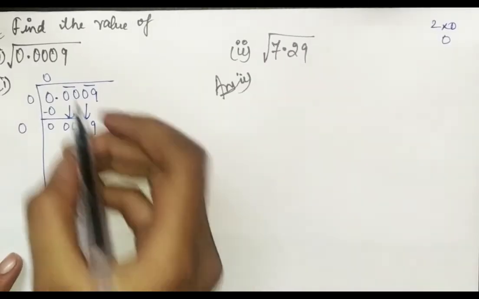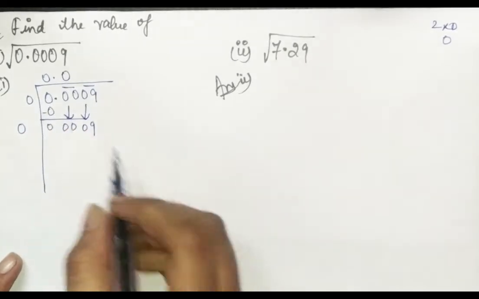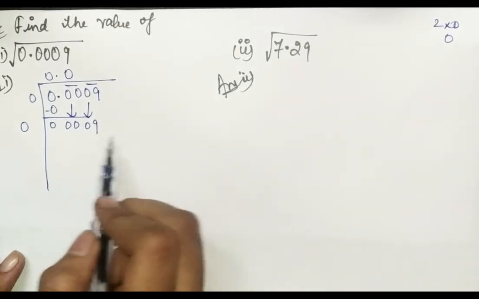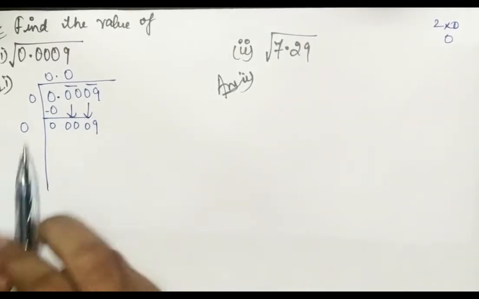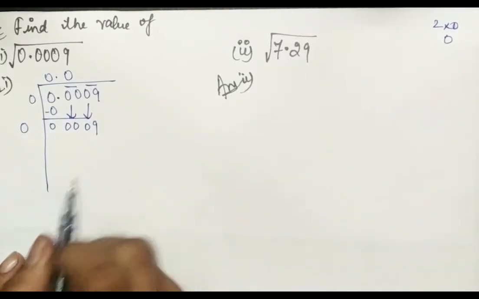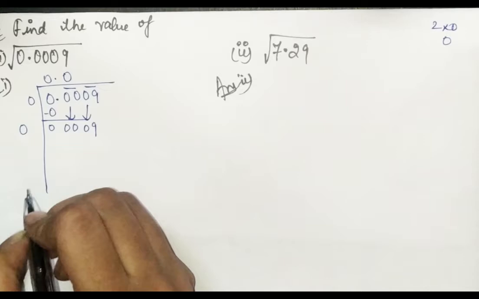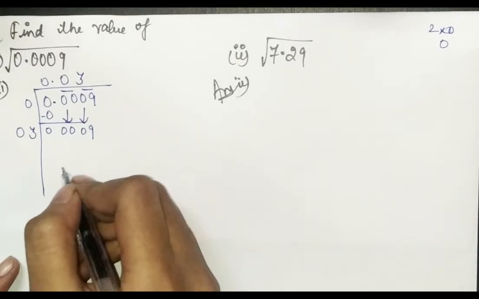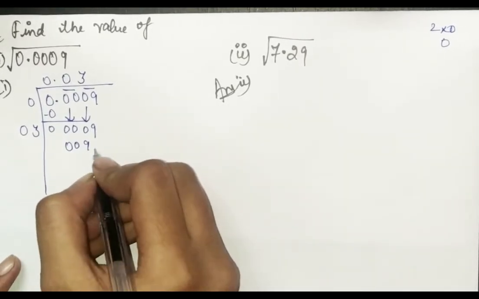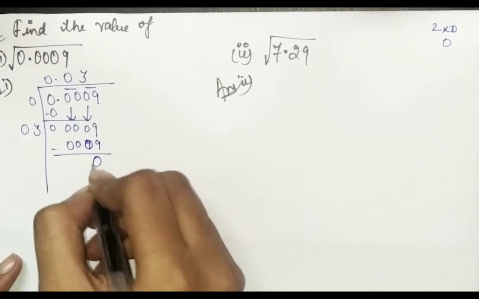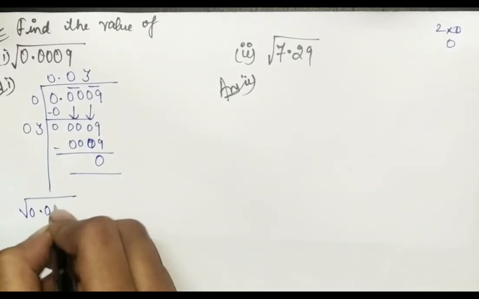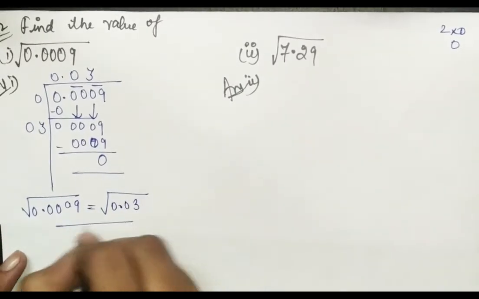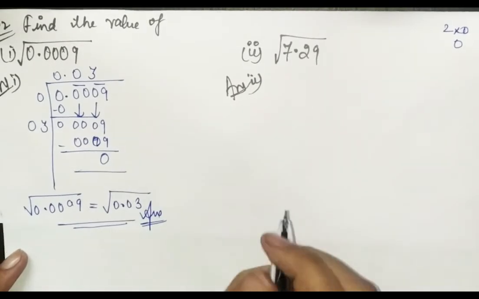So 0009 means you have to write 0 also here, because in division also, if we take two terms in a particular line, we have to add 0 in the question. Similarly we will do it here also. So 0.09 means here we have to write 3, that is 03. So this will be completely divisible. So the answer will be 0.09, the square root is 0.03 only. So this is the answer for the above part.